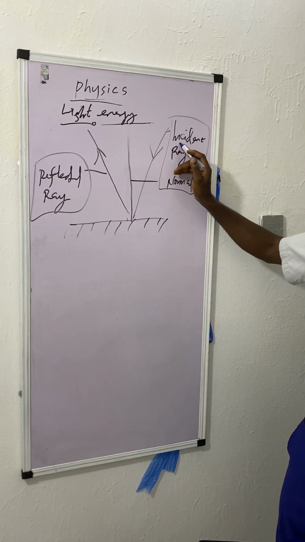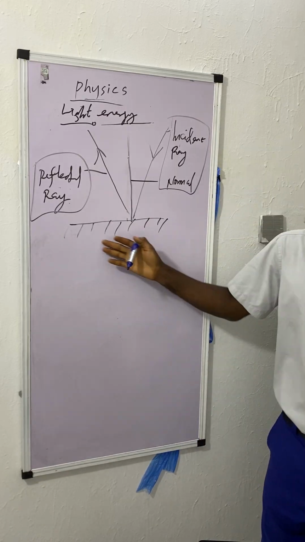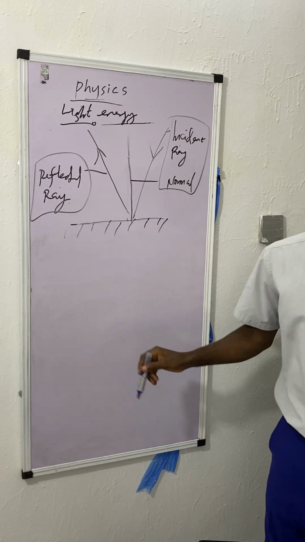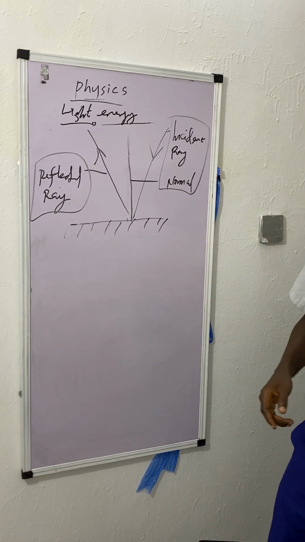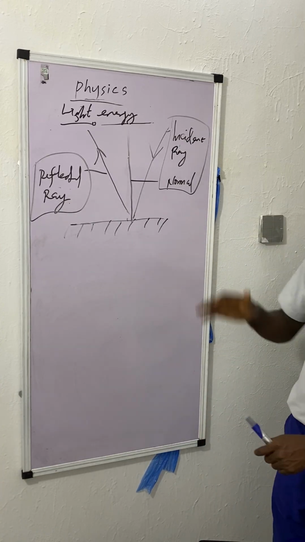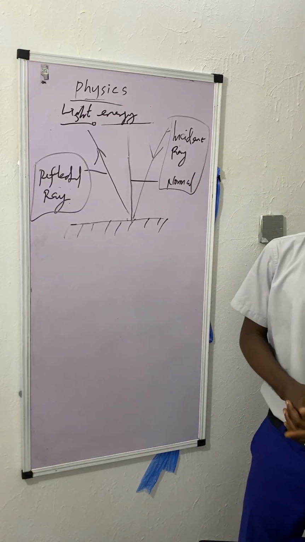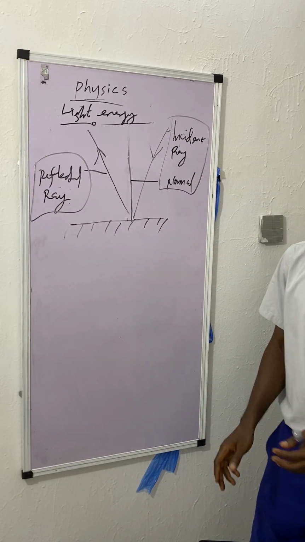The incident ray, the normal and the reflected ray are all in the same plane. There's something called Snell's law, but that doesn't apply here. That applies to refraction of light. We are going to look at that very soon, where we have Snell's law.